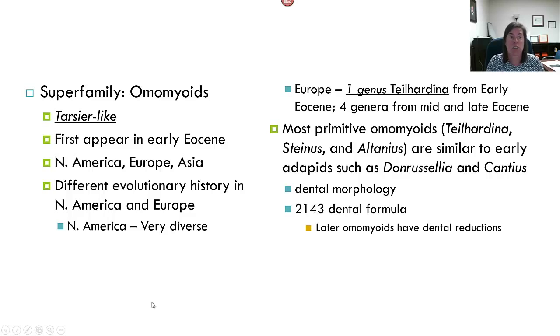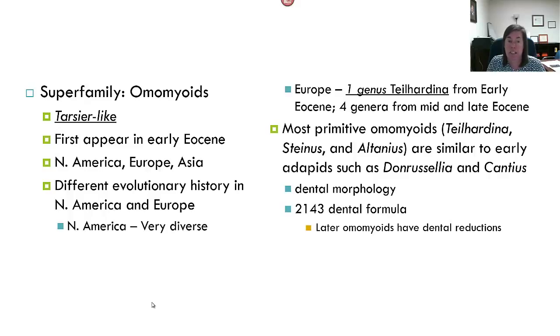Okay, the second superfamily that I want to mention in today's lecture are the Omomyoids. We had the Adapoids, now we're going to have the Omomyoids. The Omomyoids are what you might call tarsier-like. They first appear in the early Eocene. They're found both in North America, Europe, and Asia, much like the Adapids.